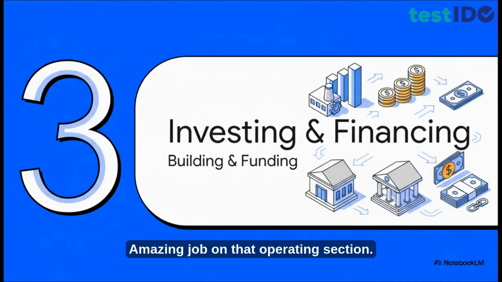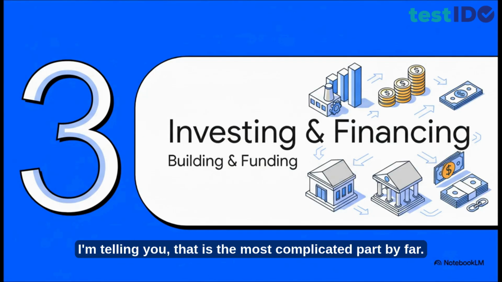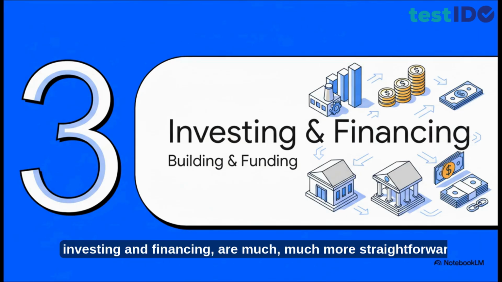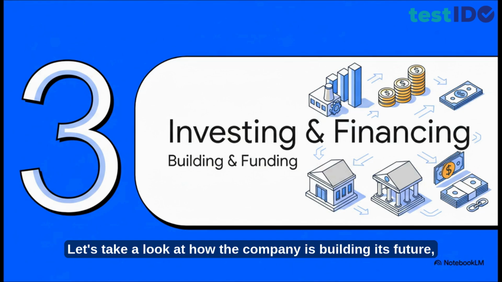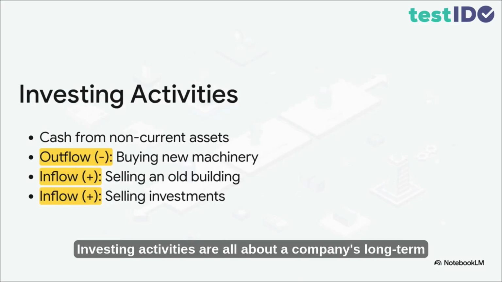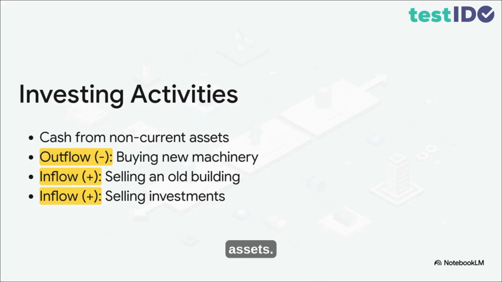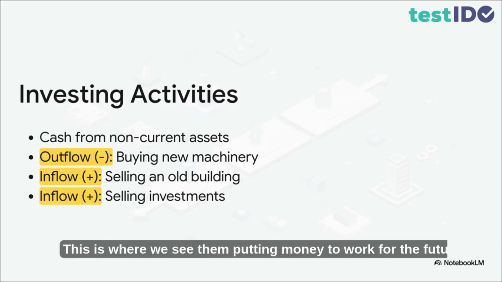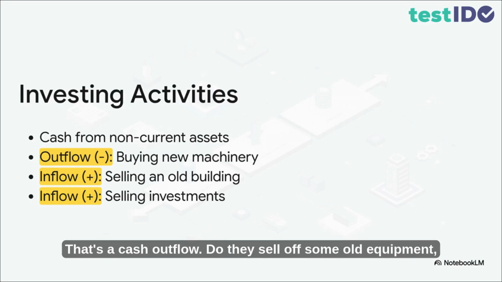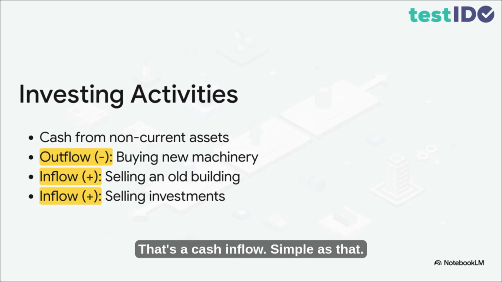Amazing job on that operating section. I'm telling you, that is the most complicated part by far. The next two buckets, investing and financing, are much more straightforward. Let's take a look at how the company is building its future and how it's paying for all that growth. Investing activities are all about a company's long-term assets. This is where we see them putting money to work for the future. Do they buy a new factory? That's a cash outflow. Do they sell off some old equipment or maybe some stocks they owned at another company? That's a cash inflow. Simple as that.